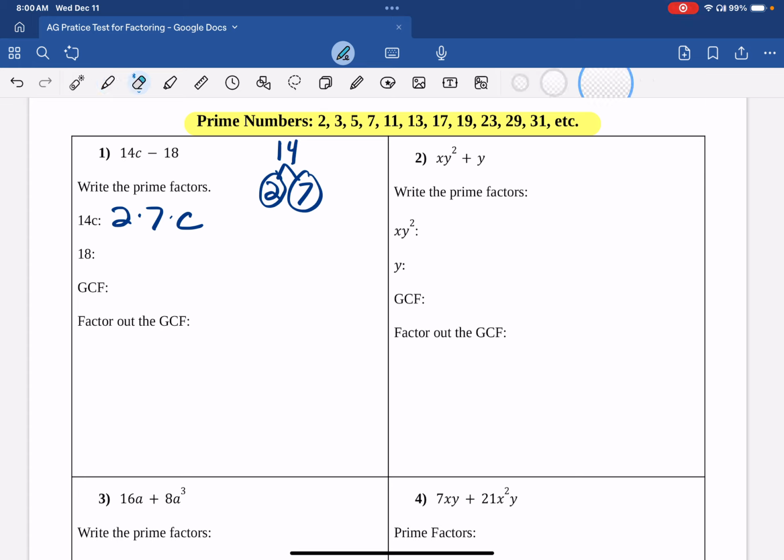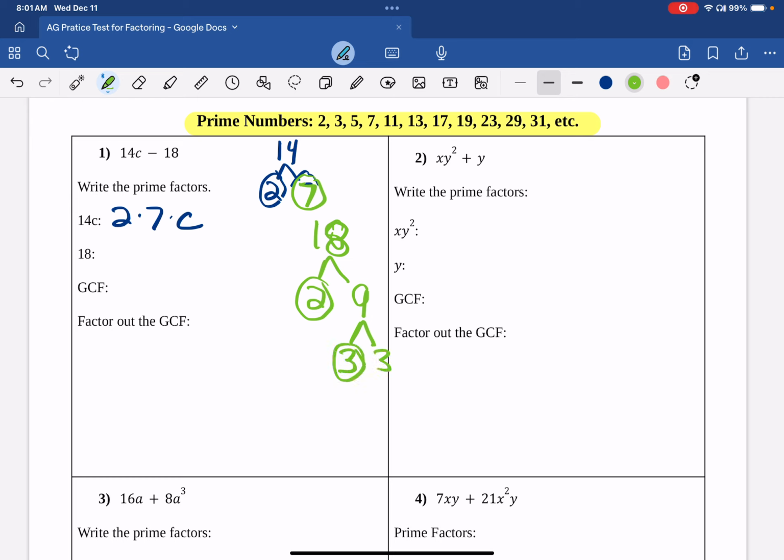Then we need to find the factors of 18. So we make our factor tree again. Oh, it erased my 7 there. So 18 is at the top. It's an even number, which means we can factor out a 2. 2 times 9 gives us 18. And 9 can be factored into 3 and 3. So our factors of 18 are 2, 3, and 3.